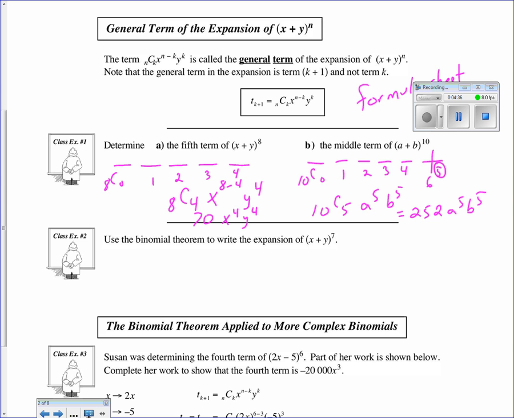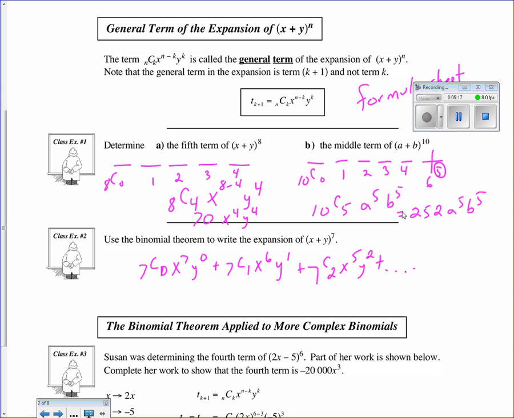I can use binomial theorem to write the expansion of x plus y to the 7. We've done that quite a bit just to get you started on that. It would be 7 choose 0, x to the 7, y to the 0, plus 7 choose 1, x to the 6, y to the 1, plus 7 choose 2, x to the 5, y to the 2, plus... You can see the pattern. The y variables increase, and they increase by the r in your combination statement, and the x values decrease.